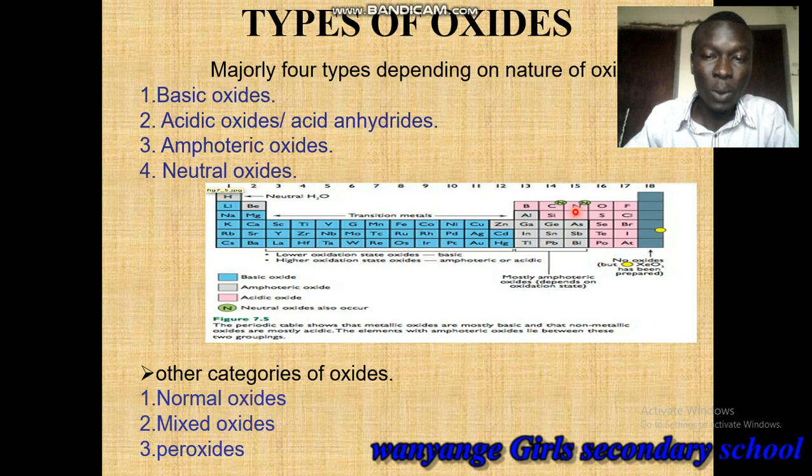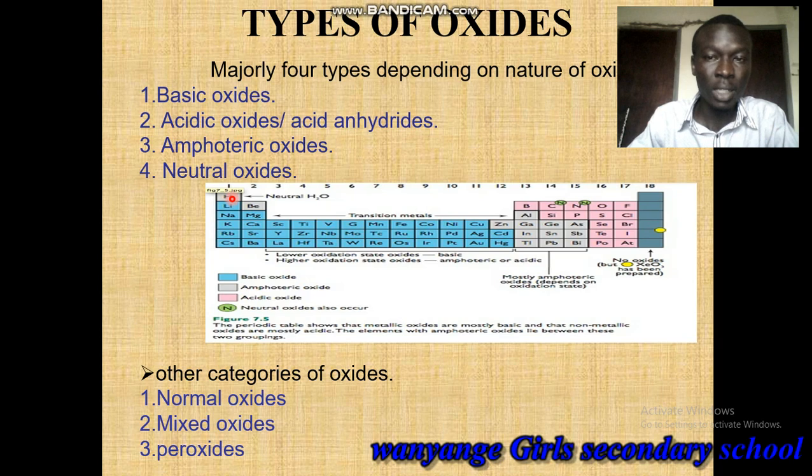For example, we have carbon. Carbon can form carbon monoxide, which is a neutral oxide. We have nitrogen, which can form nitrogen monoxide, which is also a neutral oxide. Then we have over here hydrogen. Hydrogen is also a non-metal, and it forms a neutral oxide, which is called water.